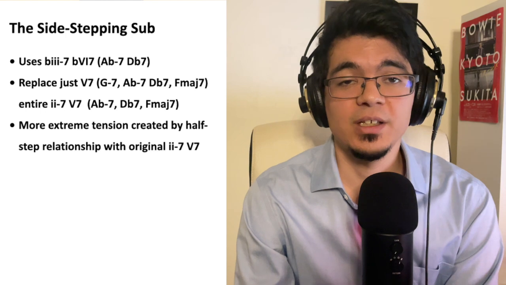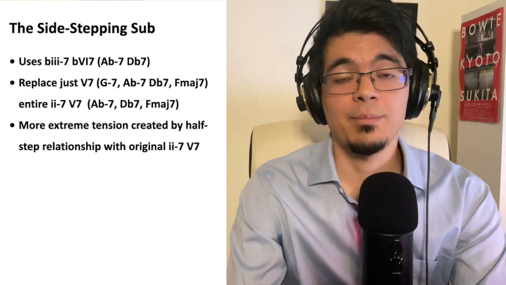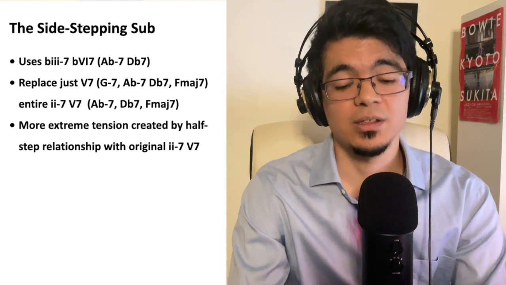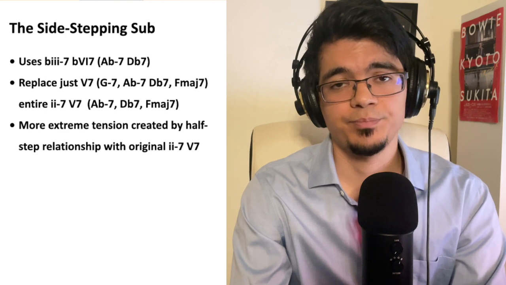This next substitution borrows our 2-5 from that 5 steps away on our circle of fourths and fifths, or in our case from the key of G flat major, giving us a total chord progression of A flat minor 7 to D flat 7 to F major 7.